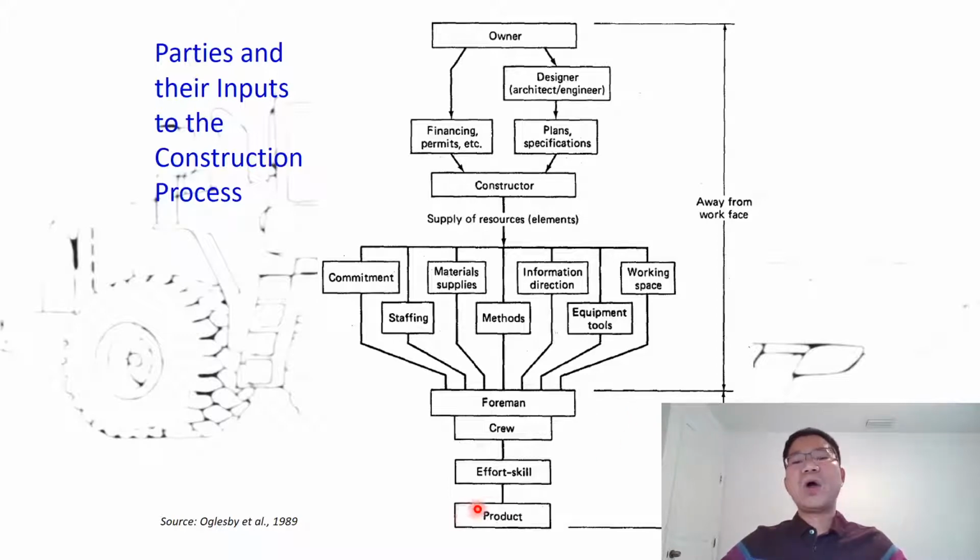All of that is the products that we are talking about, and it needs effort and skill. And where does that come from? It comes from all the resources here, including crews and the foreman that supervises the crew. So that is what we focus on in this class, and also, of course, for performance and productivity improvement today, we focus on the work phase, the on-site operation.